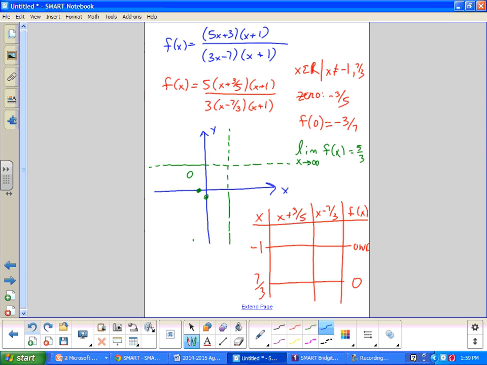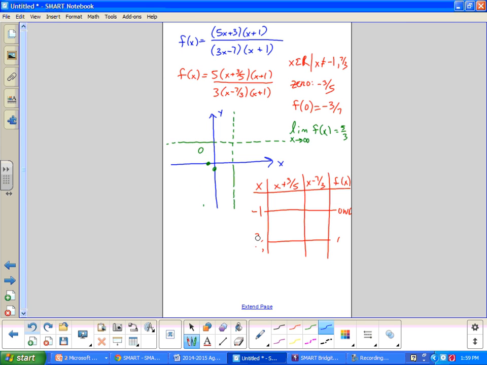Oh, I got it backwards. Oh, I gotta get -3/5. Yes, I'm sorry. You're right. I missed one. I looked at the wrong number. So -3/5 is here. That's a 0. And then, right, 7/3 is the undefined. Okay.